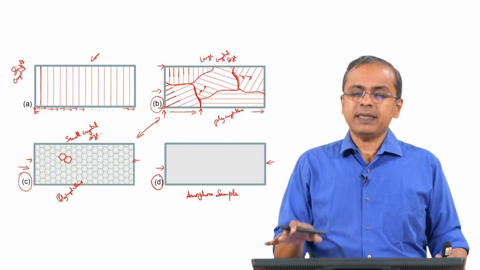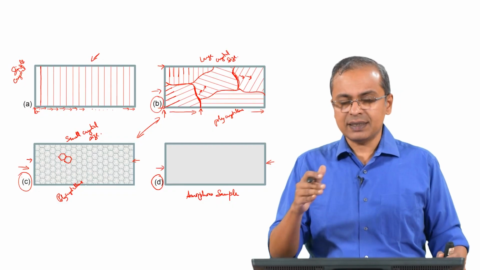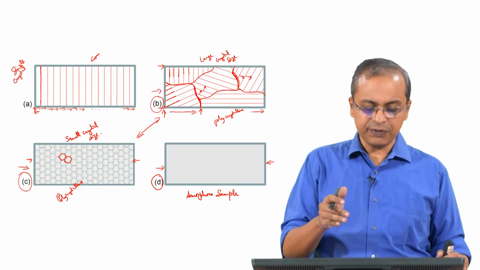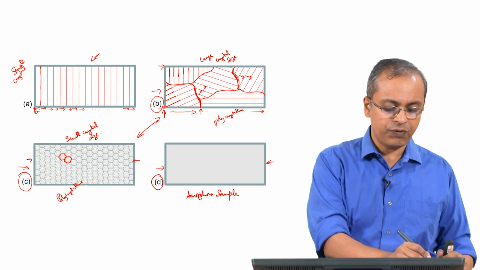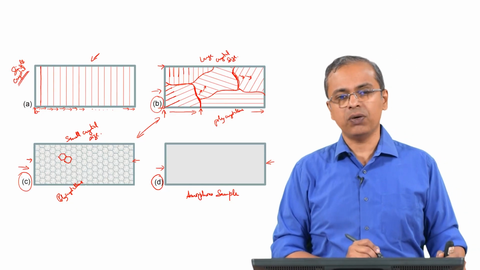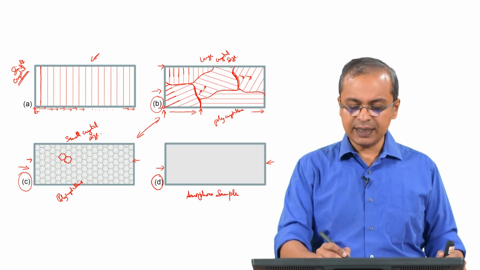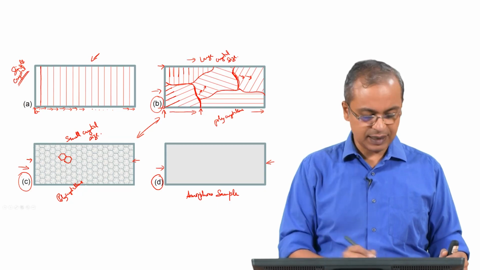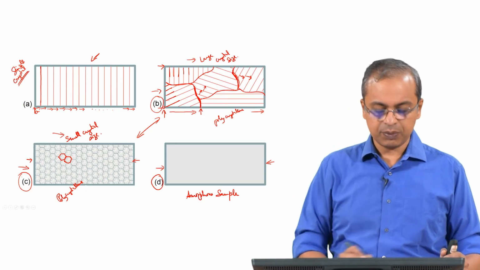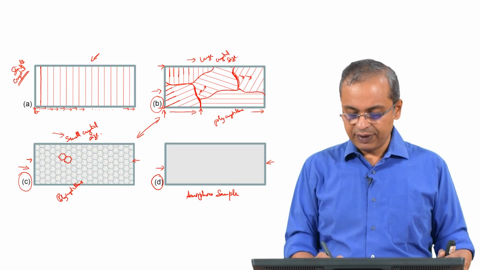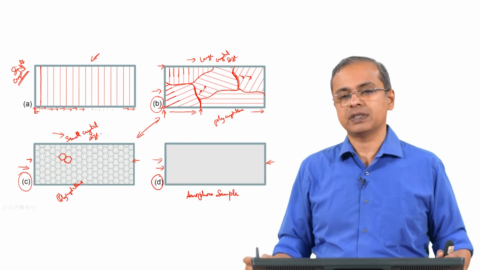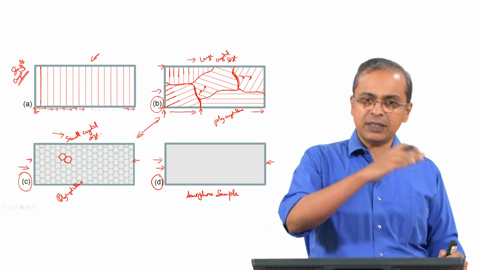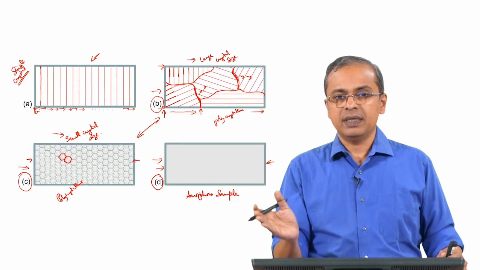And as you may expect, because of the existence of these boundaries, we are essentially talking of something that starts from a high degree of order. A single crystal is a highly ordered sample. You are increasing the level of disorder as you go to a large crystal size sample, even more disorder when you come to a small crystal size sample, and then finally a very significantly disordered sample, which is your amorphous sample.